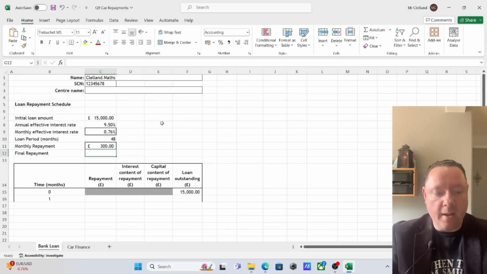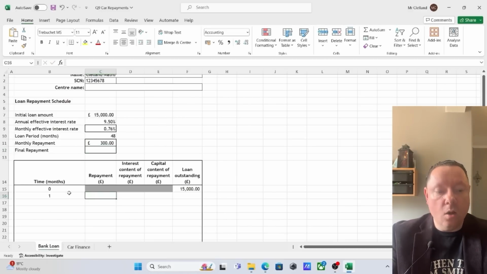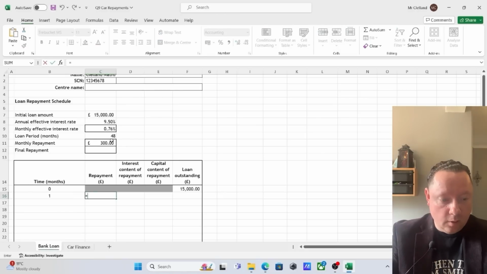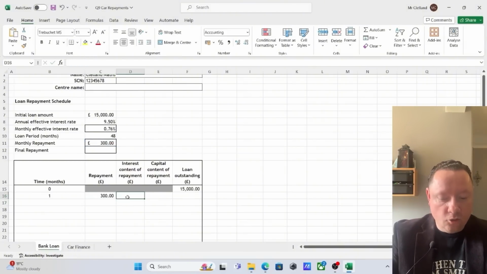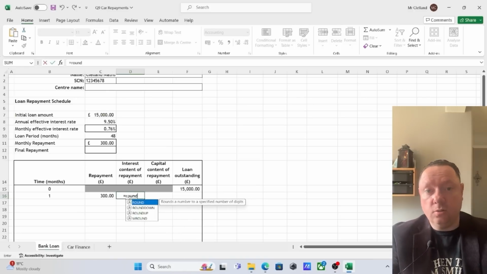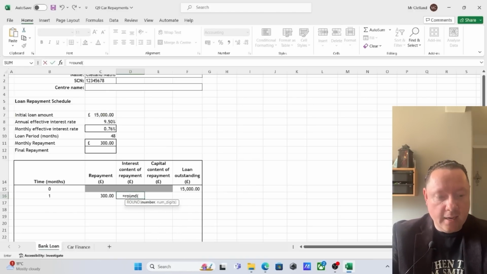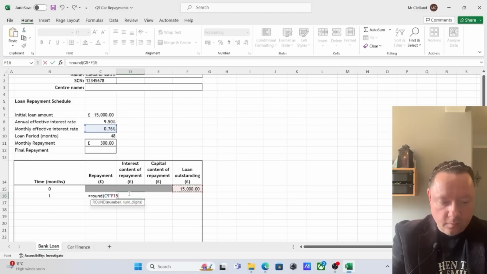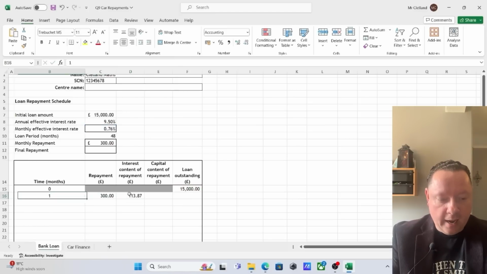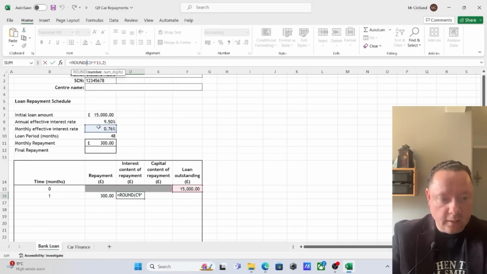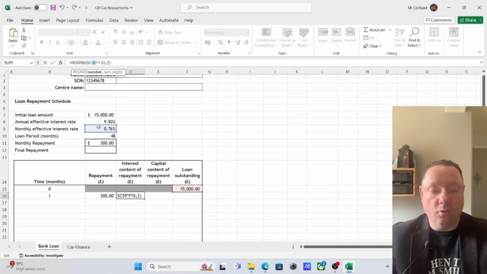Final repayment amount we'll come back to, so we now need to fill in our table. Okay, so our repayment, well, that equals our monthly repayment, but we need dollars around that because it's outside the table. So $C$11. Our interest, well, that equals, we need to round because it's 2 decimal places for money. And it's going to be our monthly effective interest rate times the loan outstanding. Now, we want that to 2 decimal places, but don't forget anything outside the table should have dollars in it. So $C$9. Make sure you double check. Inside the table, no dollars.